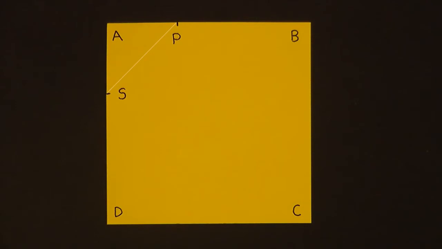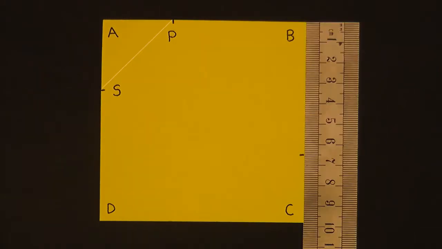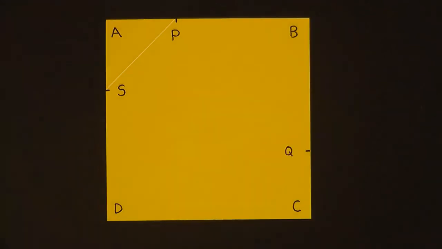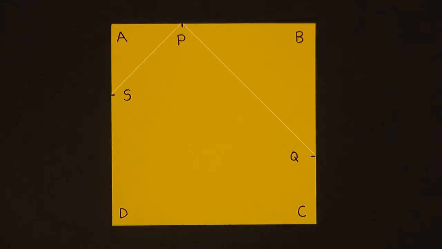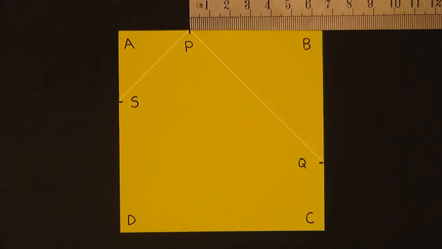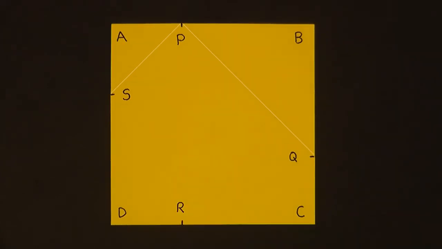Now locate the point on side BC that is the same distance from B that P is from B. Label it Q, and then make another isosceles dog ear by making a straight fold from P to Q. Finally, locate the point on CD that is the same distance from C that P is from B, and label it R.